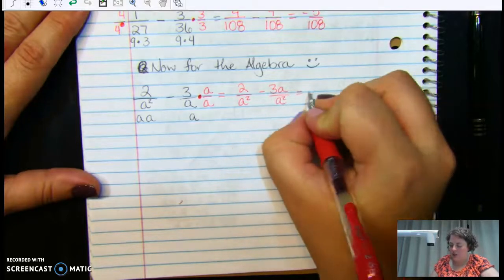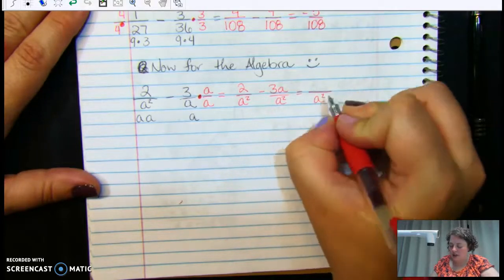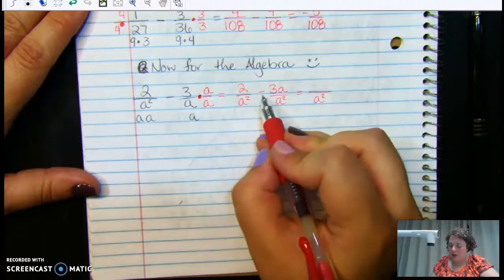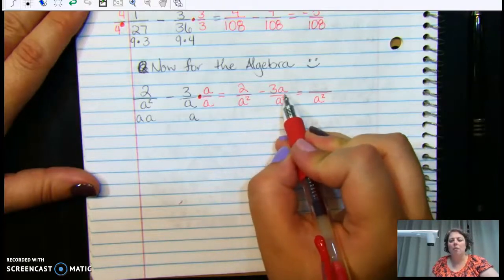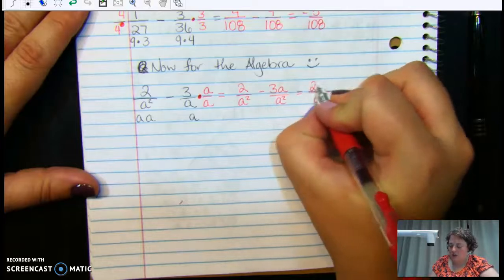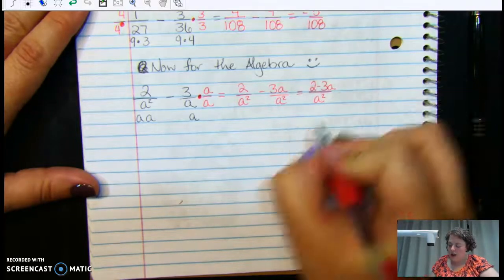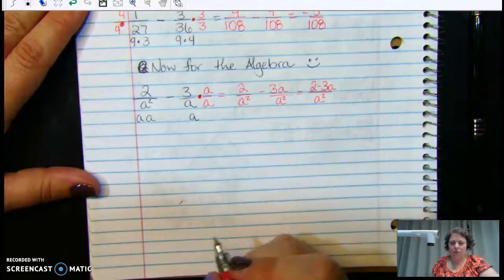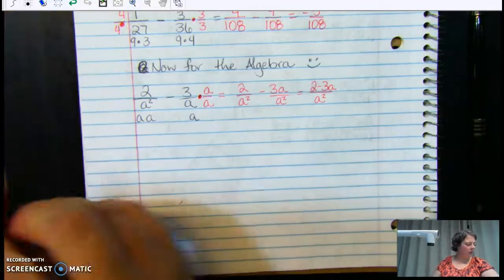And because the denominators are the same, I can finalize my answer. Now, 2 minus 3a, you can't combine those. They're not like terms, so you have to just write 2 minus 3a. And that's your final answer. All right, so let's do another one.